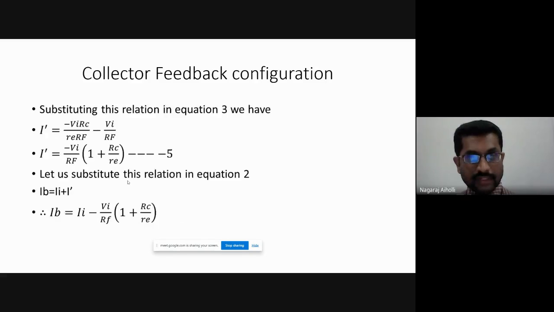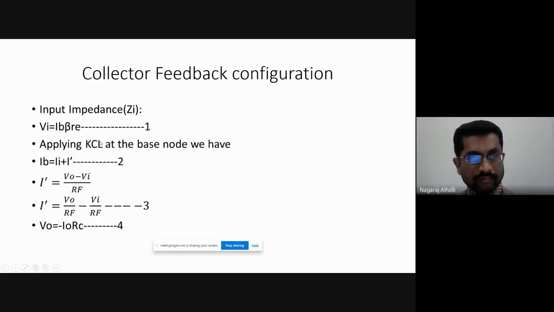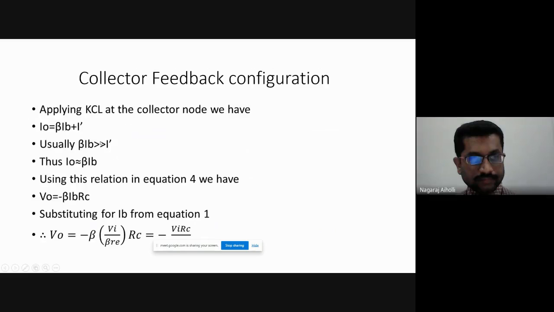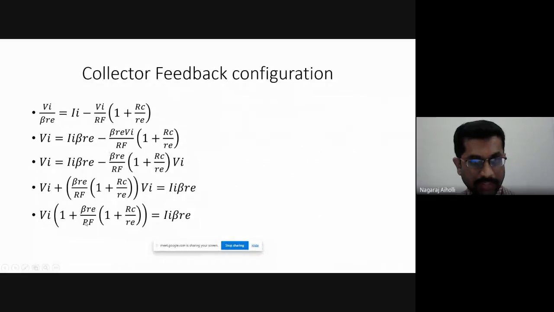If we look into this circuit here, what is input impedance Zi? Input impedance Zi is input voltage by input current. It is VI divided by II. Zi is VI by II. Now here we have VI, and there is II.